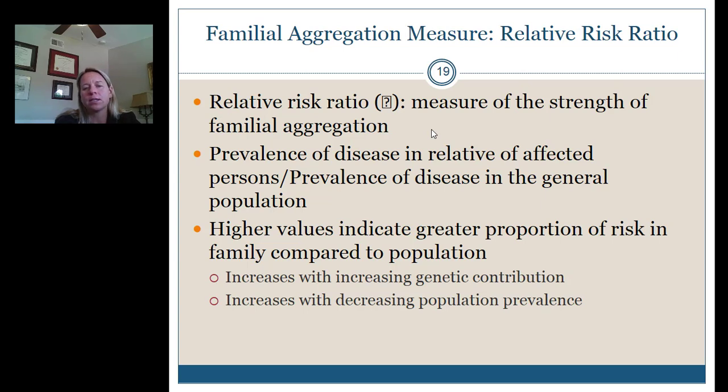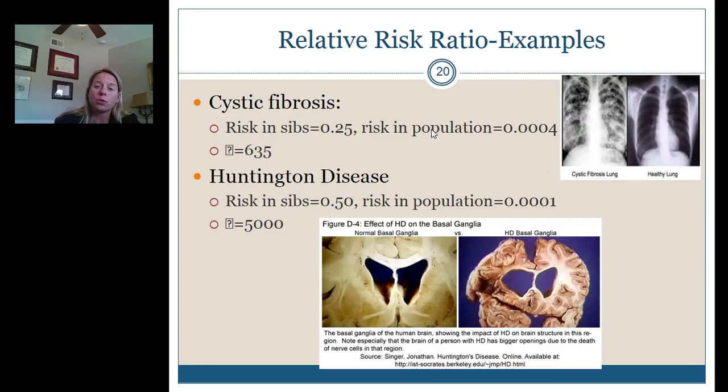The way we calculate it is the prevalence of disease in the relatives of affected persons divided by the prevalence of disease in the general population. So higher values for the relative risk ratio indicate a larger proportion of risk in the family compared to the population. This value increases with the increasing genetic contribution, and it can also increase as the prevalence in the general population decreases, right? So it's a relative measure, and that's very important to bear in mind because without the knowledge of the population level risk, you cannot calculate this measure.